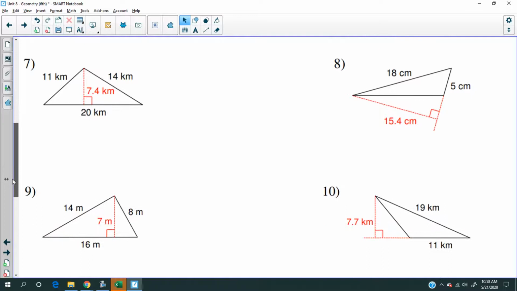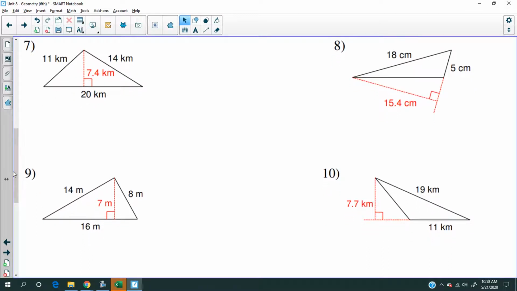Again, I just have to assume that you know how to find the area of a triangle now, that I don't have to spend that much time, if at all, going over it.